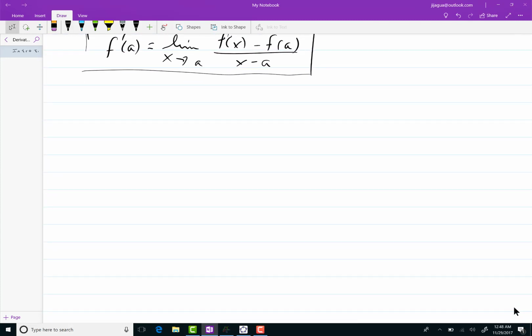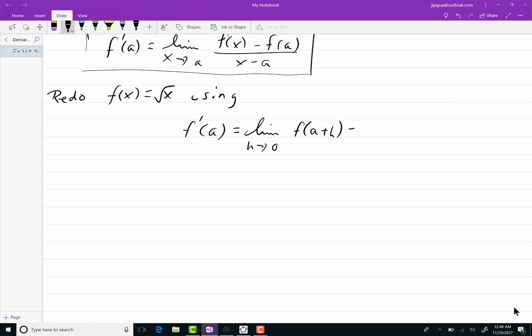So let me redo f of x equals radical x using f prime of a equals the limit as h goes to 0 of f of a plus h minus f of a all over h. You'll see we'll get the same answer as before. So I'll write the limit as h goes to 0. F of a plus h is the square root of a plus h minus the square root of a all over h. And the same game is going to be played.